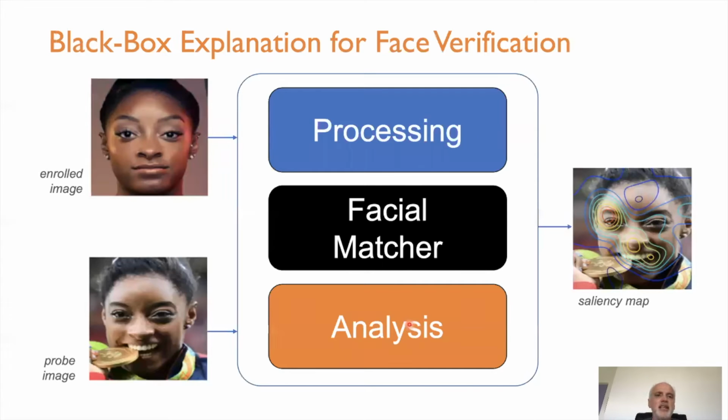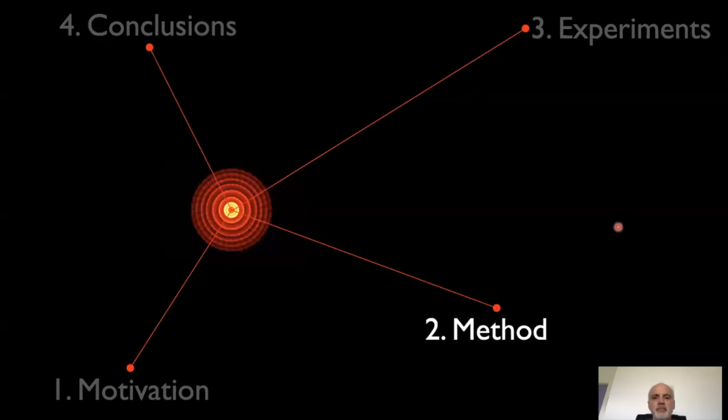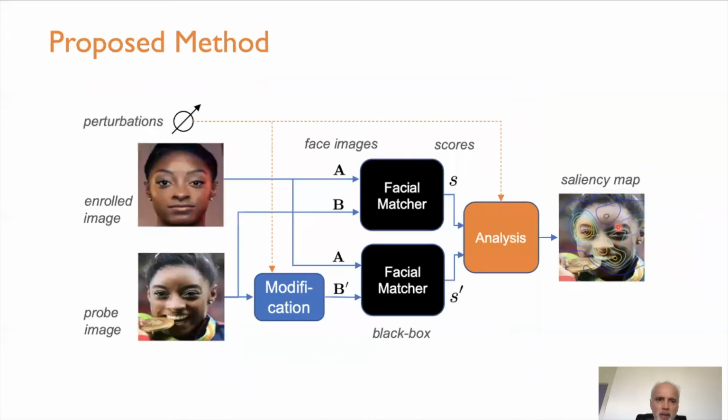So this is the idea. We have the two input images that are processed and analyzed in combination with the facial matcher to establish the saliency map. Here we can see the most relevant parts for the face recognition algorithm. So let me show you the method.